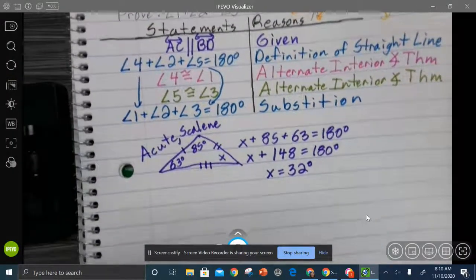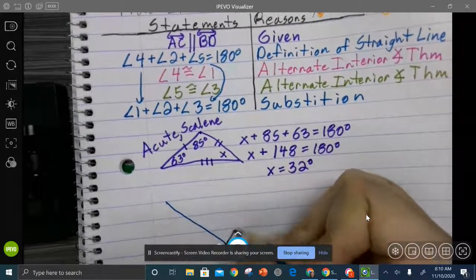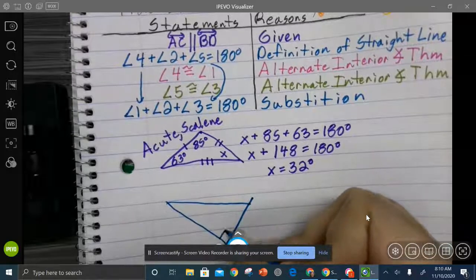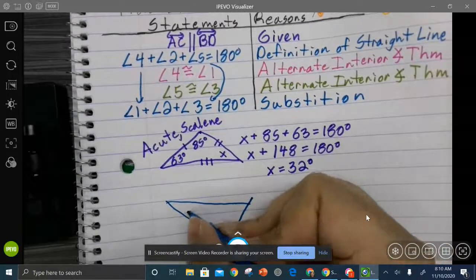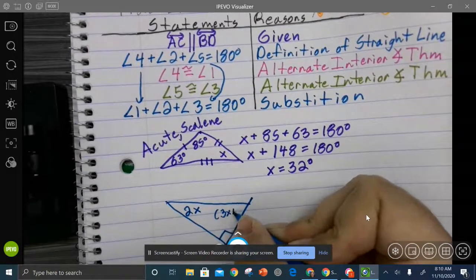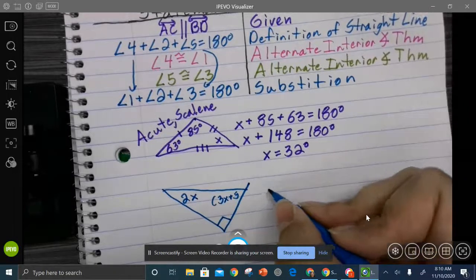Okay, now that the announcements are done, let's go back to this. Okay, so this one. Okay, so this is a right triangle, and this is 3x plus 5. Okay, so you can do this.